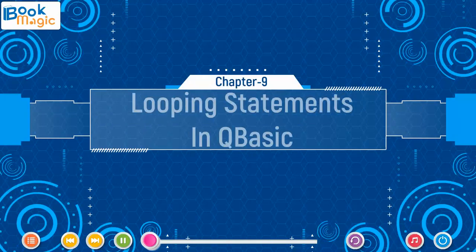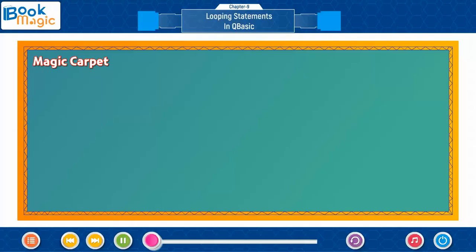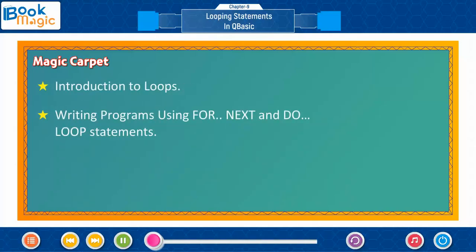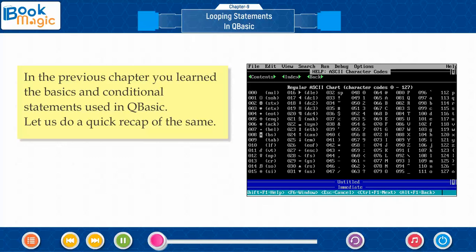Chapter 9. Looping Statements in QBasic. Magic Carpet. Introduction to Loop. Writing programs using for, next and do loop statements. Exiting a loop. In the previous chapter, you learned the basics and conditional statements used in QBasic.